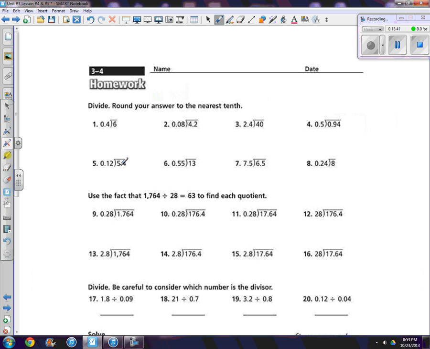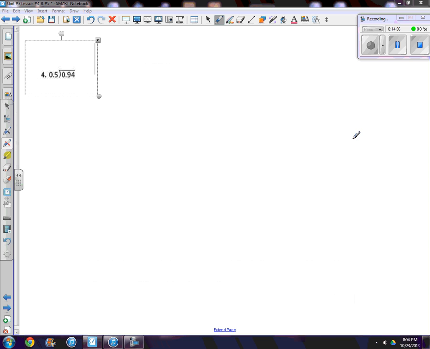All right, so homework 3-4 is rounding to the nearest tenth. So if you have a problem that you have 2 or 3 digits to the right of the decimal, they want you to round it to the nearest tenth. I'm going to guess at 4 and hope that it's one that has to round. We'll find out here. So I'll just do number 4 real quick. And let me just get this set up.